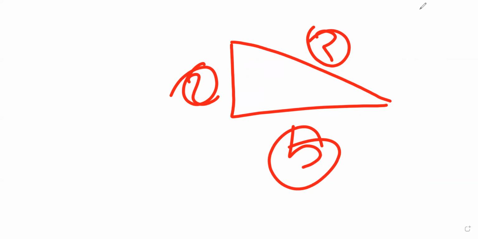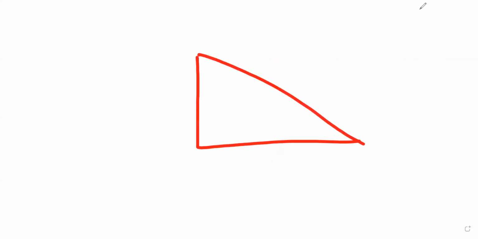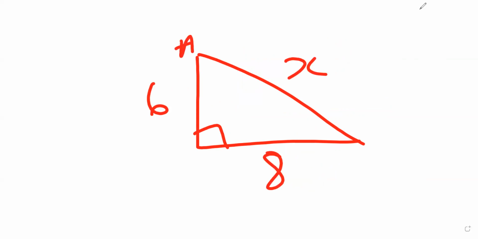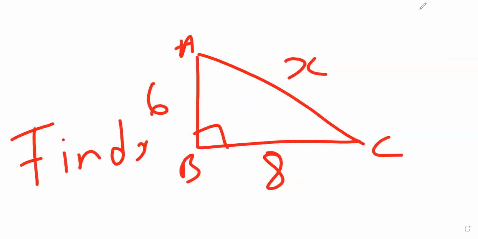So let's go. Now, if I have a triangle like this, and I'm going to say this is 6, this is 8, and I want to find x. Let's call the side x. All right, I could label my triangle as A, B, C if I want. And I want to find the value of x.